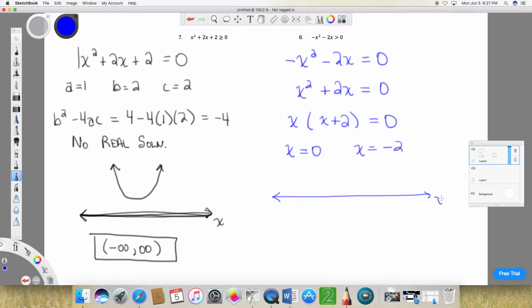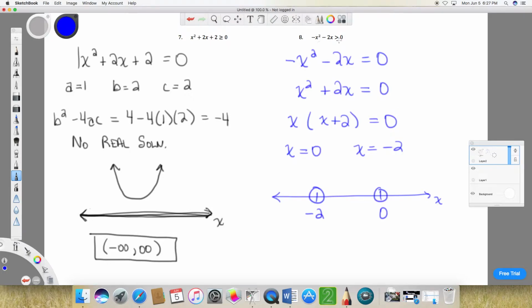So on my number line, I have 0, and -2 is to the left of 0, and so I need to decide whether I'm going to include or exclude those from my solution set. So I look at the original inequality and it says strictly greater than 0. So I'm going to exclude those from my solution set. I'm not going to shade those in.